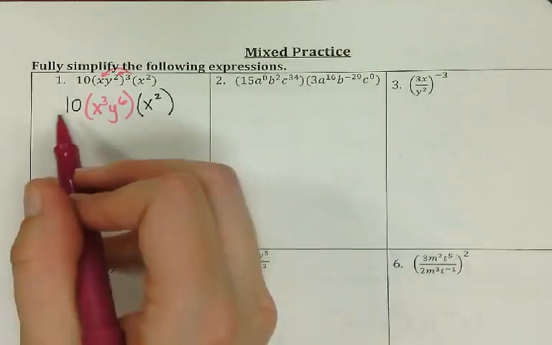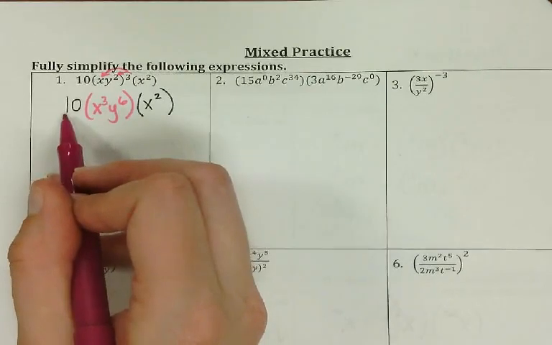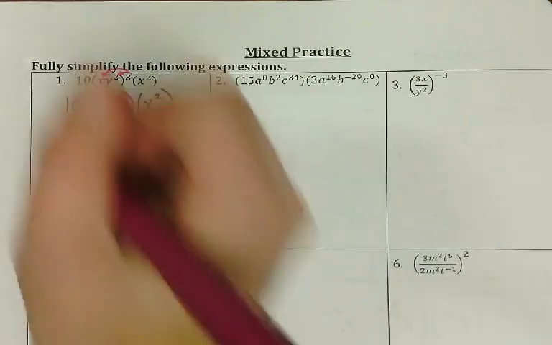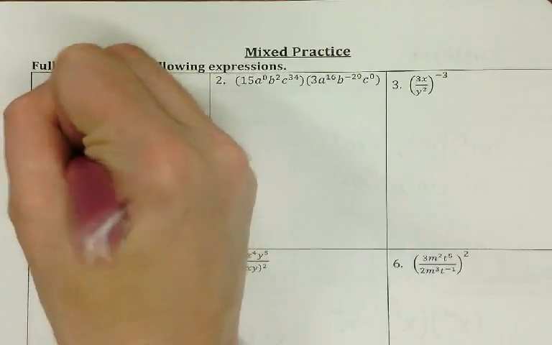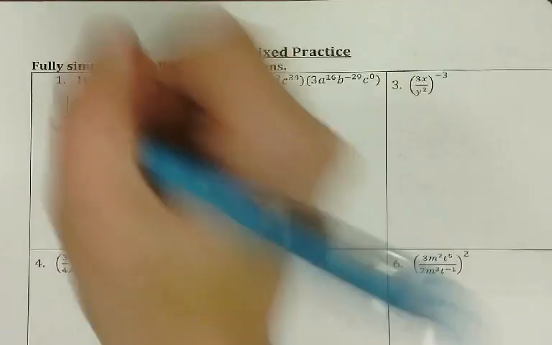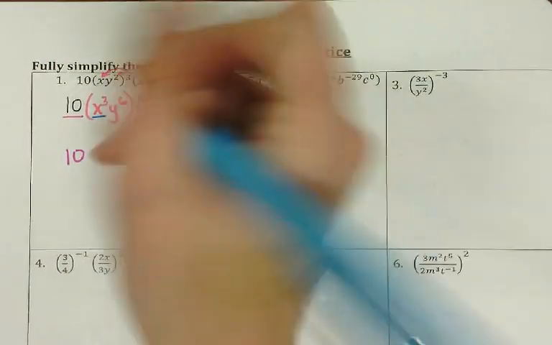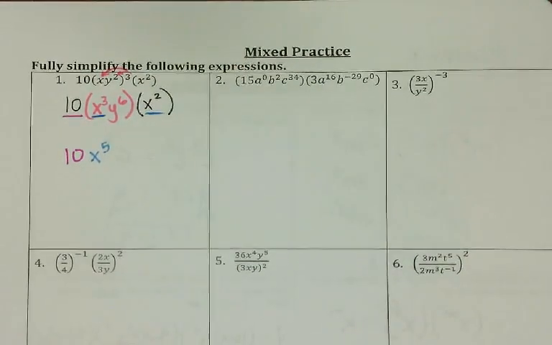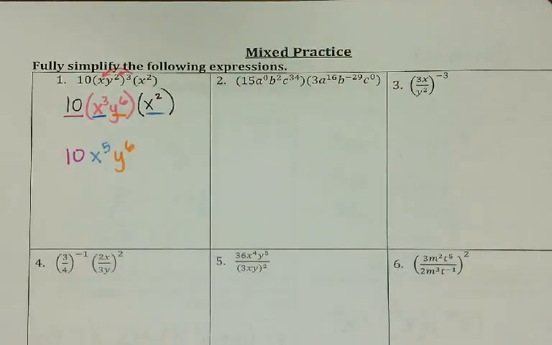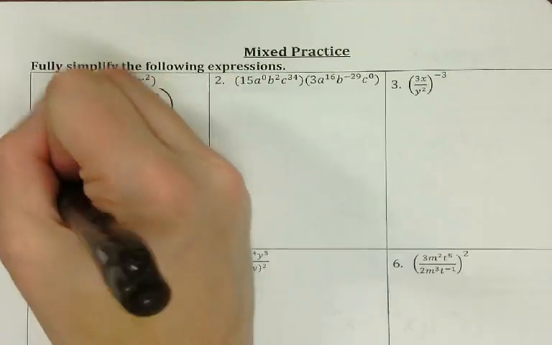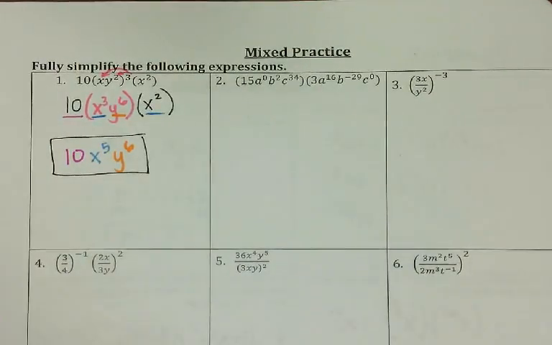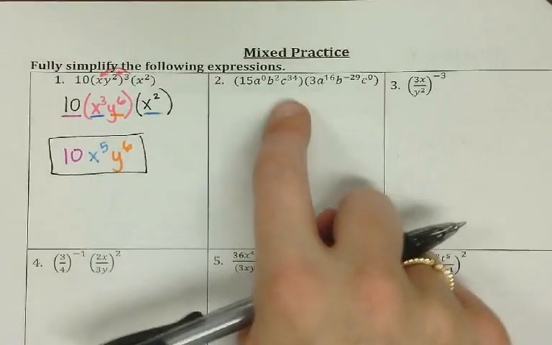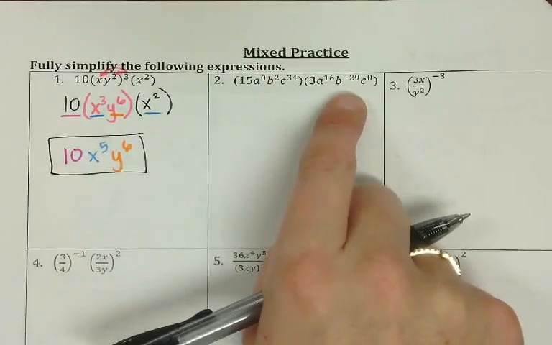All right? So, guys, we have this one right here. We have 10x cubed. So this is the only coefficient, so I'm just going to bring that 10 down. Then we have x cubed and x squared, so that's x to the 5th. And then we have y to the 6th. So that actually wasn't so bad. 10x to the 5th, y to the 6th. Y'all cool with that?